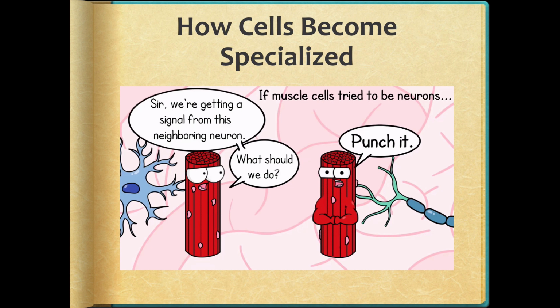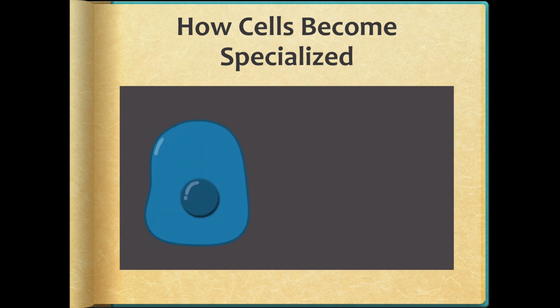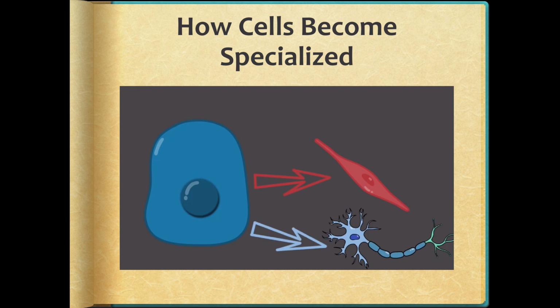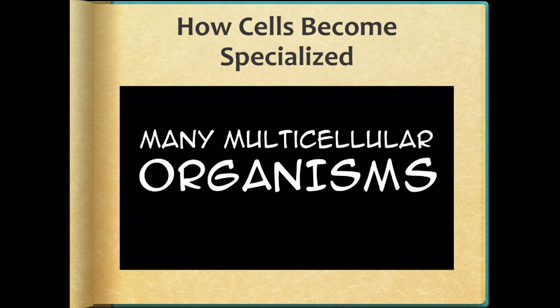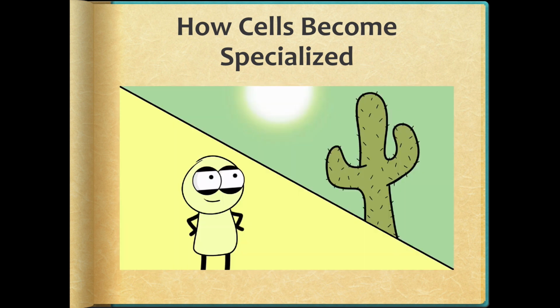that wouldn't go so well. They're so specialized for the function they perform. Well, this video is going to talk about how cells differentiate into other cells, which basically means how cells become specialized. Remember that many multicellular organisms, like a plant or you, well, these organisms come from a fertilized egg cell.